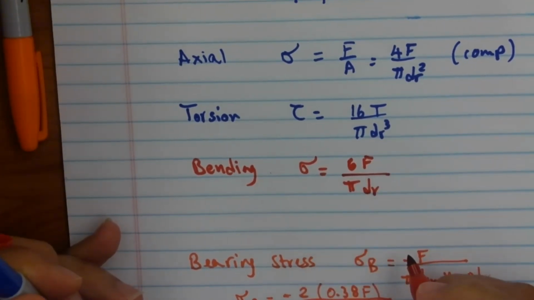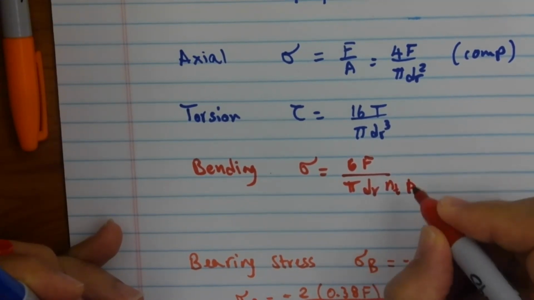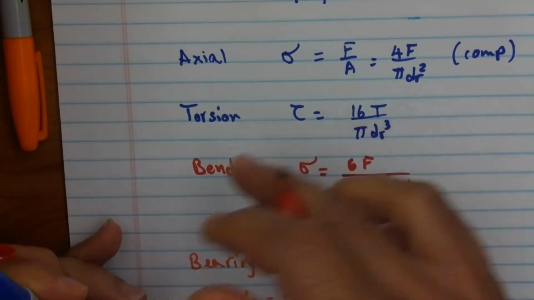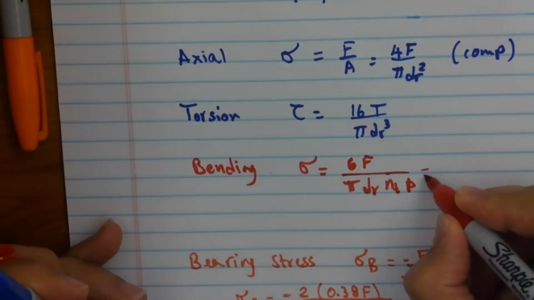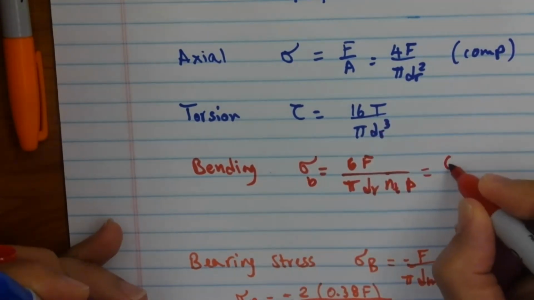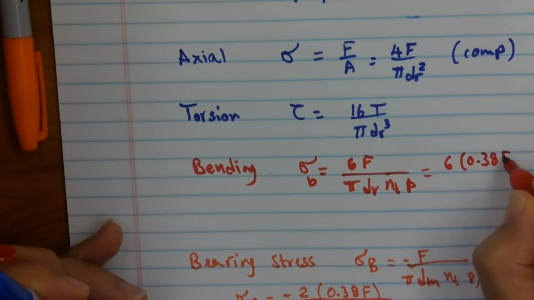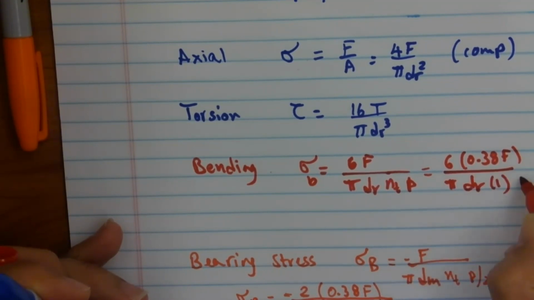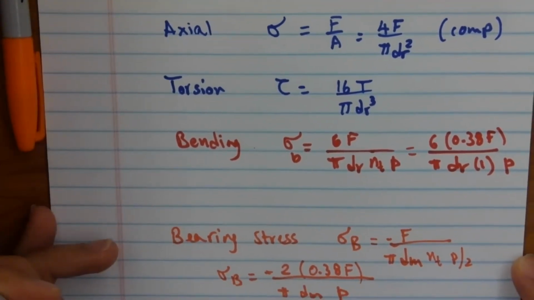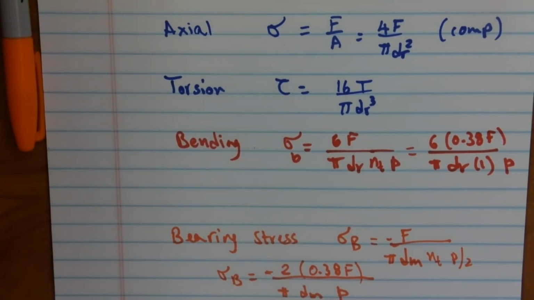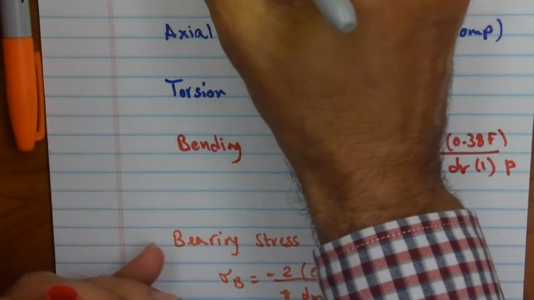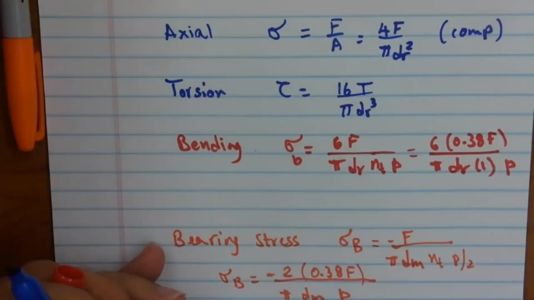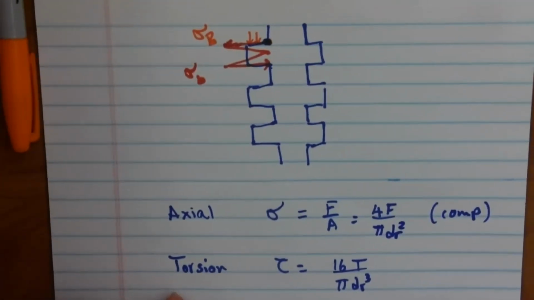dr, and again, we have NT and P. But we said for the worst case scenario, for the first thread engaged, I can say that this sigma bending is 6, and instead of F, I'm going to put 0.38F divided by pi dr, and for NT, I'm going to put a 1 times P. The thing that is important to note is that this bearing is also acting on this point at the root, right here.